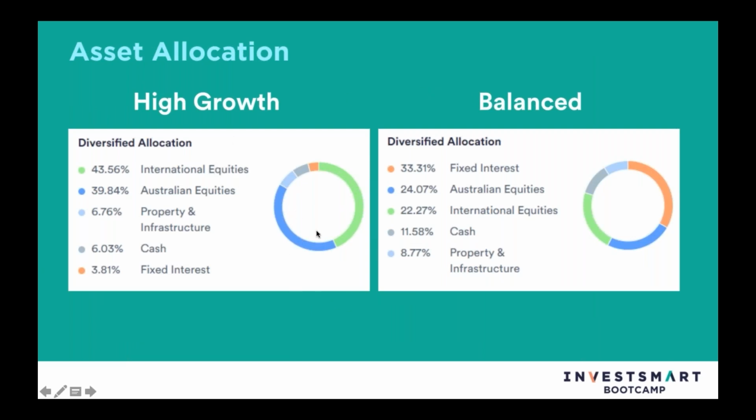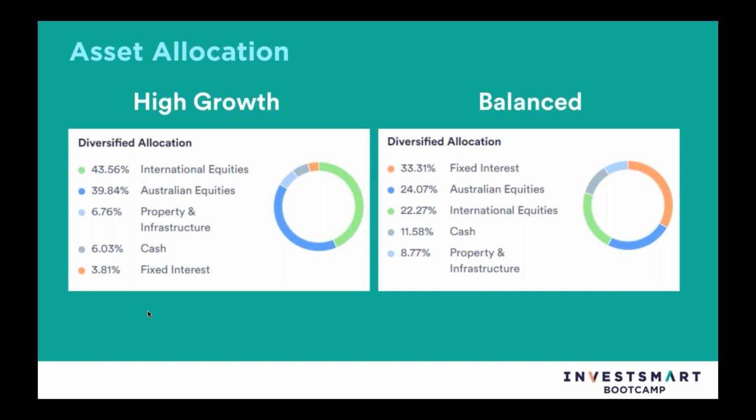So you can see that before we talked about conservative, and it made sense that most of the funds that we'd invest sit in defensive assets. But you can see with high growth that international equities is 43% and Australian equities is 39%. So that's definitely the majority of our investment funds that are being put into equities, which by their very nature are high return, but also a higher risk as well.